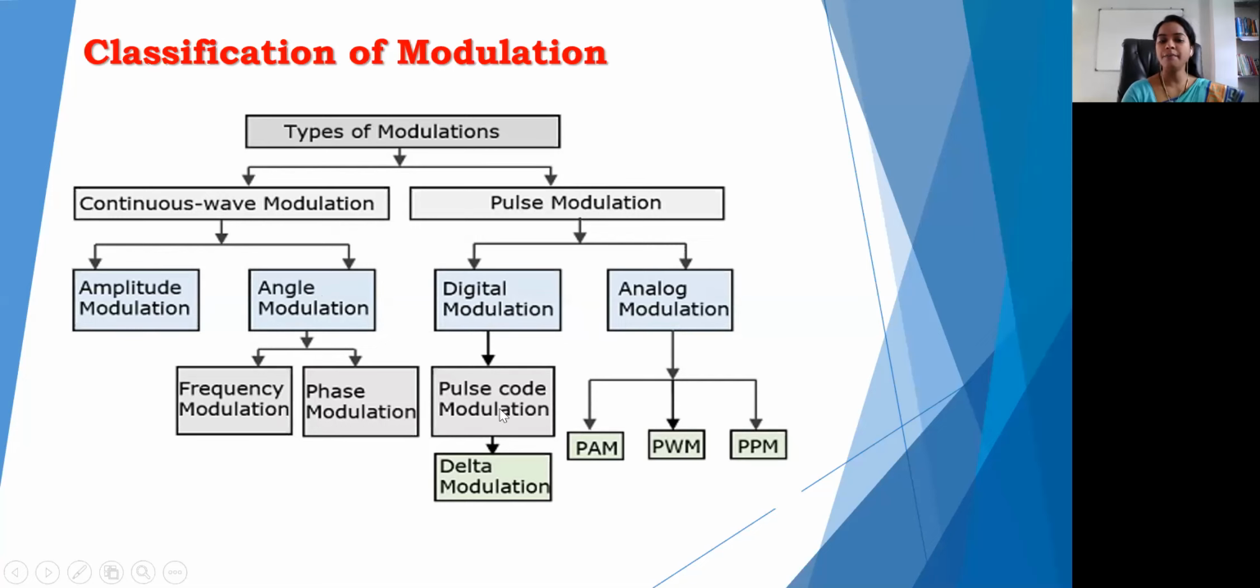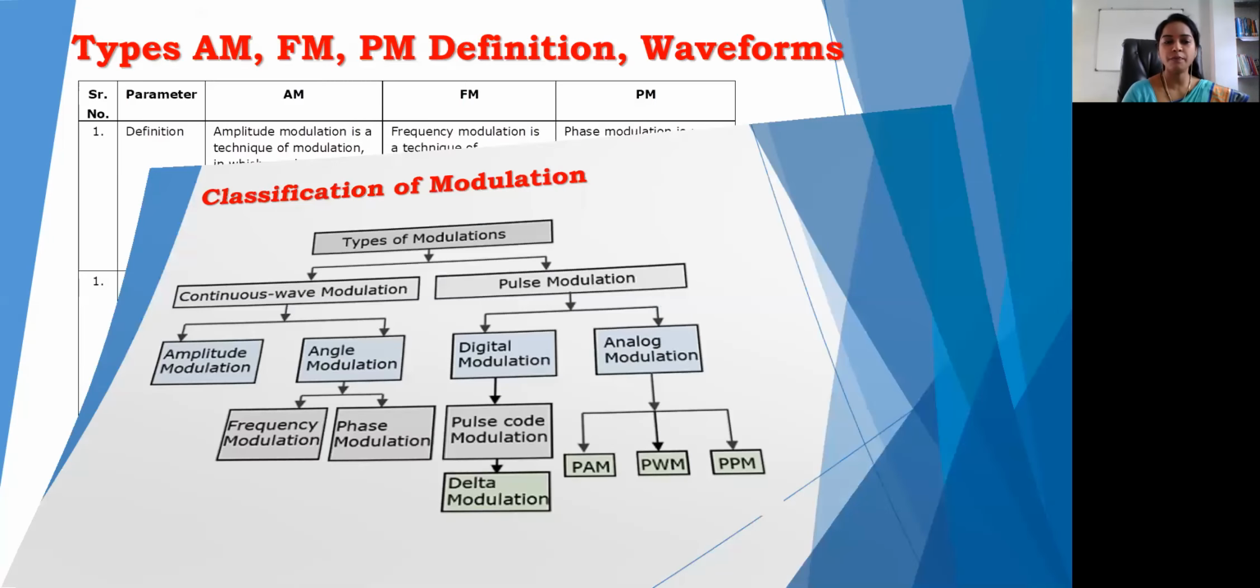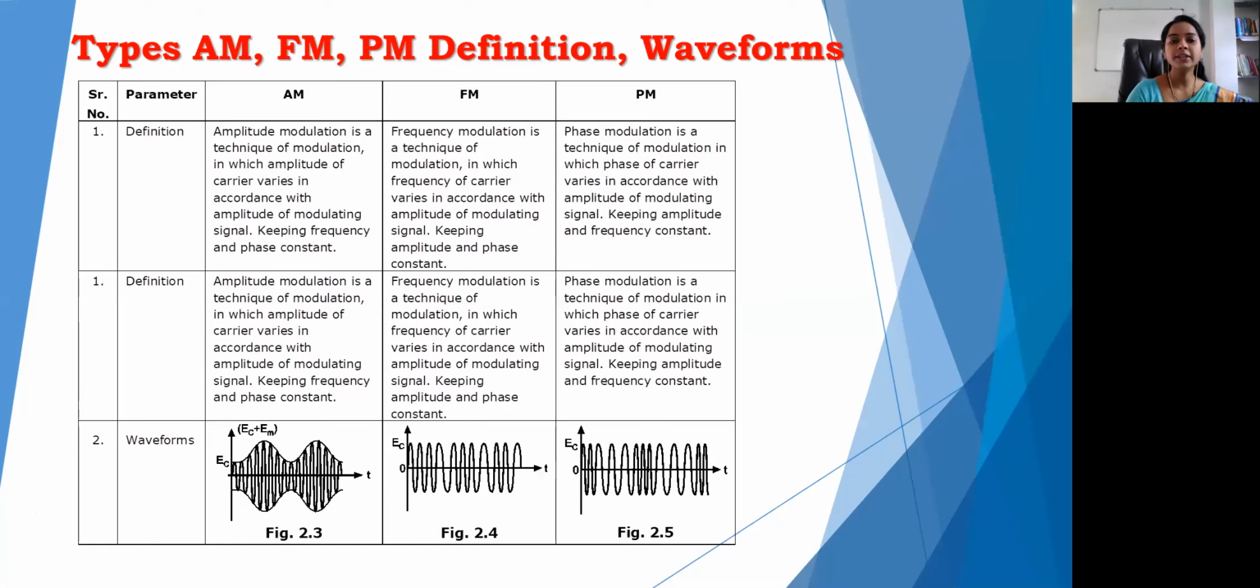In digital you have pulse code modulation and delta modulation, and in analog we will have pulse amplitude modulation, pulse width modulation, and pulse position modulation. Okay, so this is the classification of modulation. Now these are the three types of modulation that we mainly have to see. First you have amplitude modulation, phase modulation, and frequency modulation.